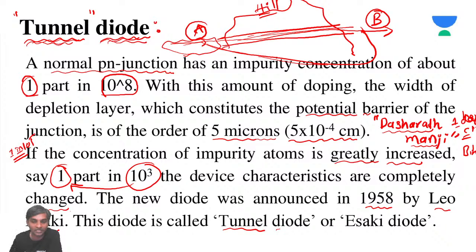It is called a tunnel diode because the process of charge carrier transfer happens like tunneling. And to remember his name, this diode is also called the Esaki diode. Now we will discuss in detail why this tunneling is happening.